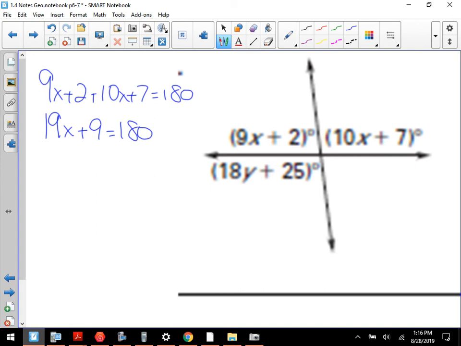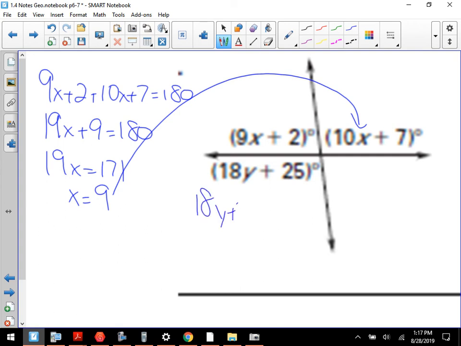Okay. Subtract 9, you get 171. 171 divided by 19, 9. Perfect. What do you do with that value of 9 then to solve for y? Put it into one of the equations. Does it matter which one you choose? Do you want to do linear pair or do you want to do vertical in this case? If we go vertical again, that means I'm going to take this 9 value here, and what's that angle become? 97. Very good. So that means that 18y plus 25 has to equal 97.